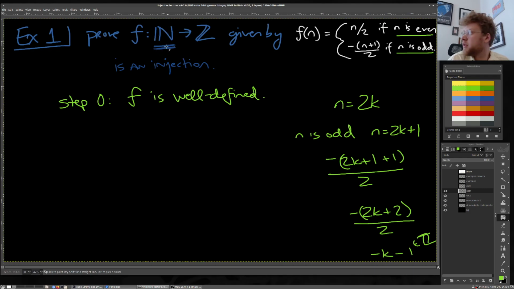We are starting with elements of our domain, and we are getting guaranteed elements in our codomain. So this function is defined for all elements of the domain, and it is sending all of them to the codomain. So yeah, it is a function. It is well defined.